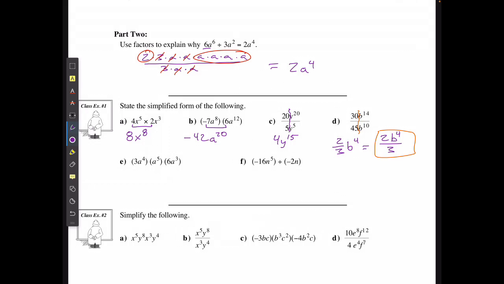When I get to example E, I start with my coefficients, 3 and 6, multiply to make 18. Then I have the a's, so I'm going to add them all up: 4 plus 5 plus 3. And those are going to combine to make a to the 12.